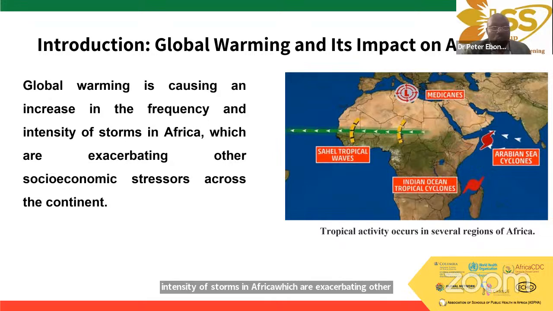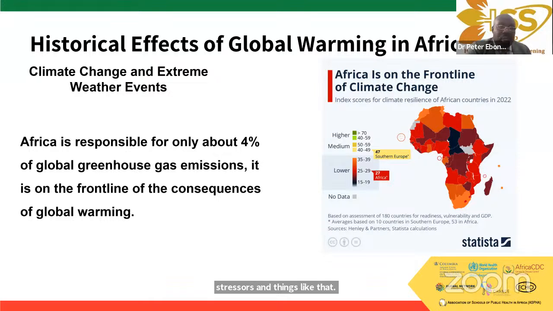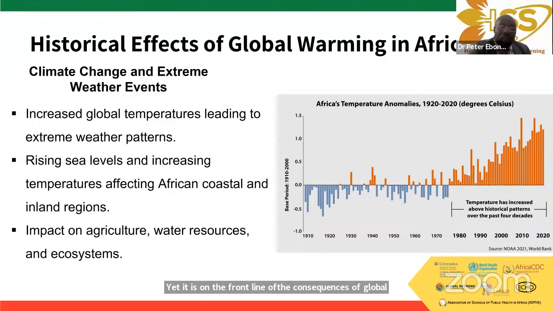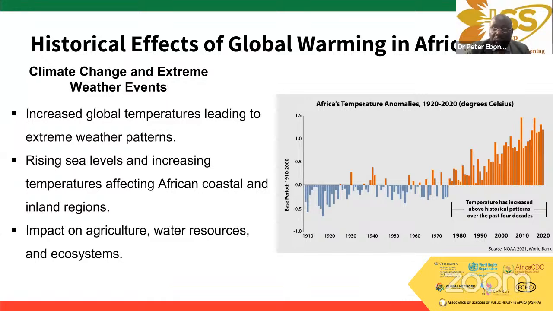In terms of extreme weather events, we have noticed that Africa contributes only about 4% of global greenhouse gases, and yet it is on the front line of the consequences of global warming. What we have noticed in terms of the historical effect of global warming is that the increase in global temperatures leads to extreme weather patterns. We can see the increase in temperatures in Africa, which are above the historical patterns since the 1980s, and which have created a shift in the pattern of extreme weather events.